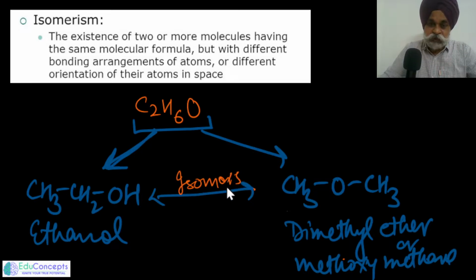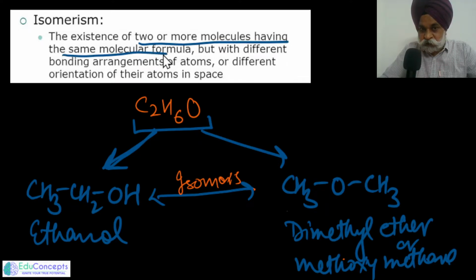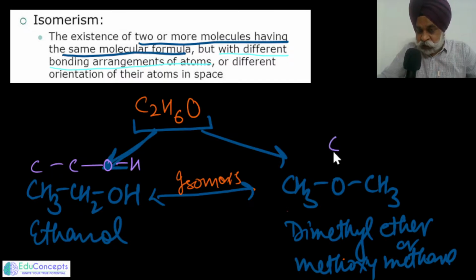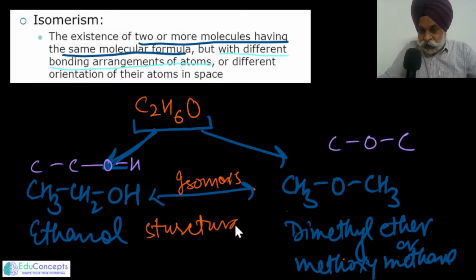Now let us define the definition once again. Two or more molecules having the same molecular formula, but a different bonding arrangement of atoms. The atoms are arranged in different ways. Here two carbons are attached to the OH group, here it is carbon, oxygen, carbon. The bonding arrangement is different in the two forms. When you have two or more molecules having different bonding arrangements, they get classified into the category of structural isomers. This we have said in the first session as well.